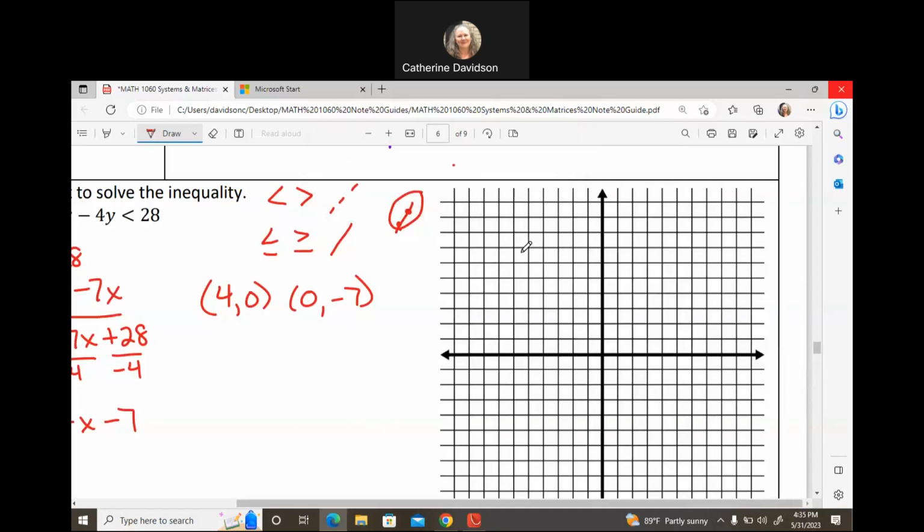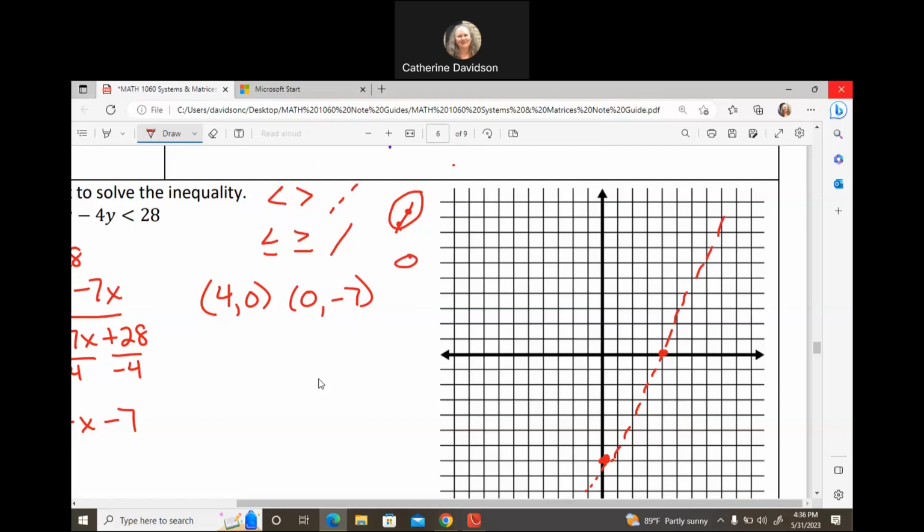So the first thing you do is select this little line tool, and you just need to graph 2 points. I'm going to go over 4, down 0, over 0, and then down 7. Okay. And the line was dashed. That's an option in there to change the line to dashed.